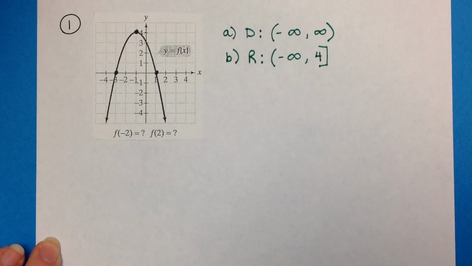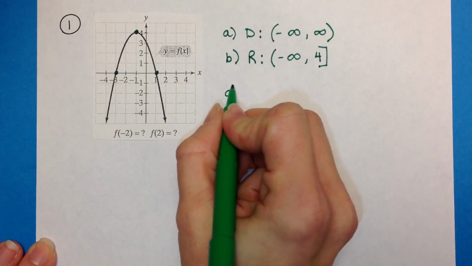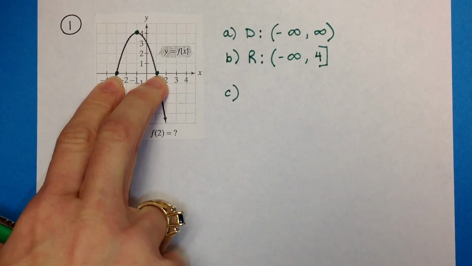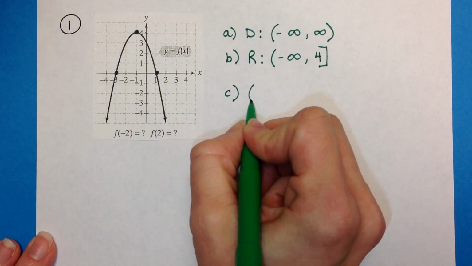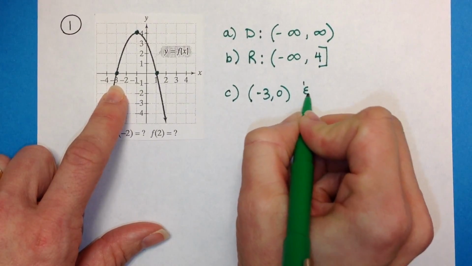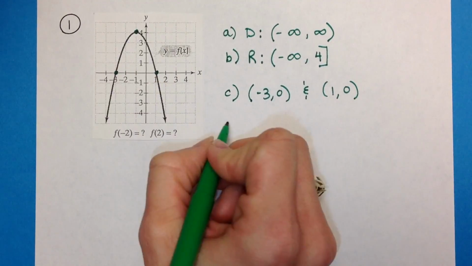Okay? Alright, C part was x-intercepts. You can have more than one. And you do have 2 x-intercepts. Again, that's just where your graph crosses your x-axis. List those as ordered pairs. So this would be the point (-3, 0). And this would be the point (1, 0). So that's all there is to that.